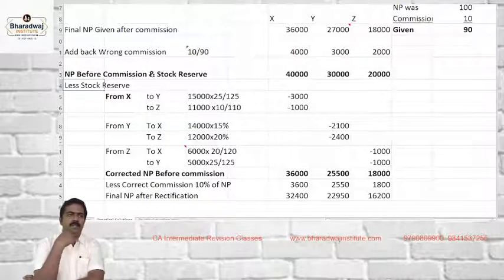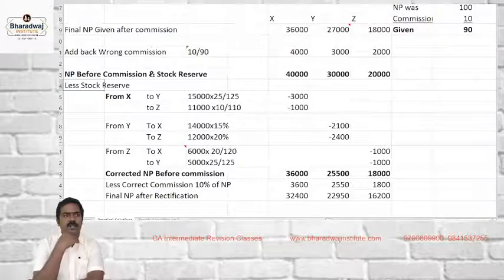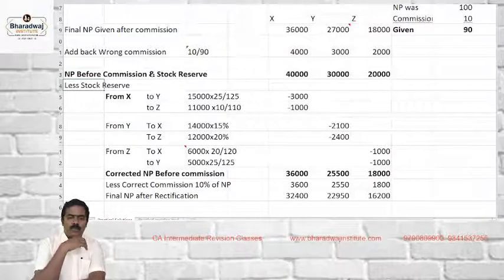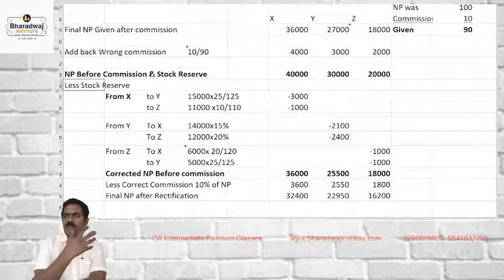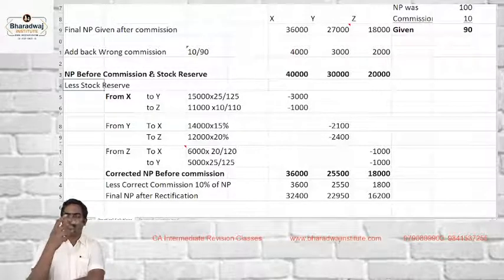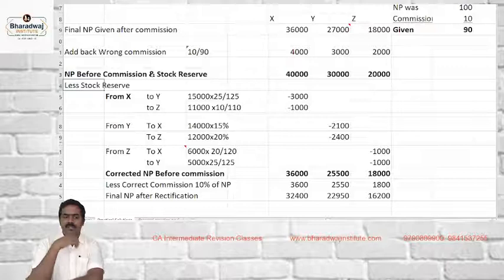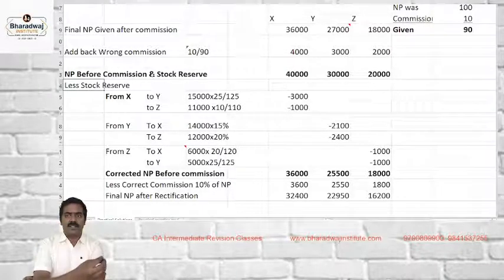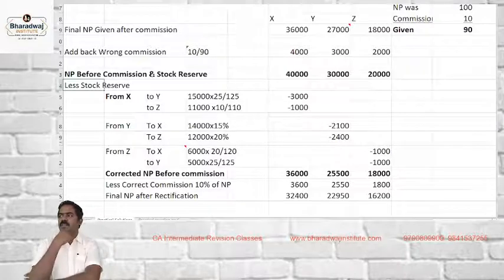This model question is repeatedly tested in the exam, one of the repeated models. This can be tested for a maximum of 5 marks. Because what is there in it? We add back wrong commission, we eliminate what? Stock reserve, then work out what? Correct. If you practice this in the class, it will take only 4 or 5 minutes of time in the exam.